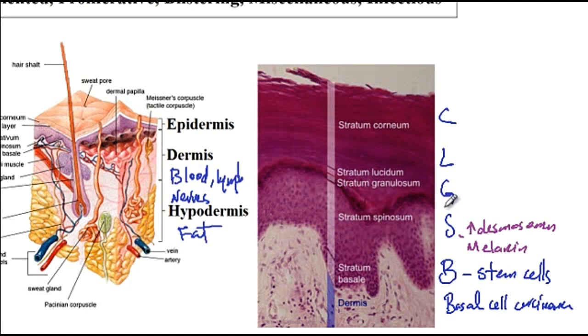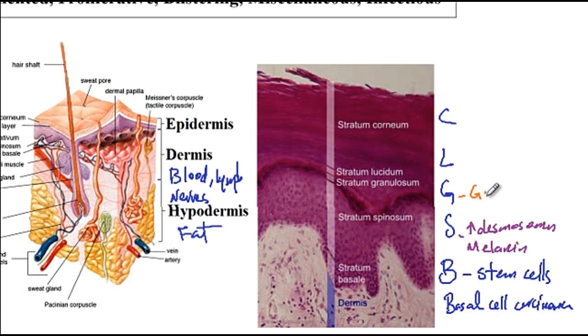The next layer is stratum granulosum, and the name granulosum is given to it because the keratinocytes are becoming granular, where they would become flattened and slowly die to form the final layer, which is the stratum corneum. And so here we have granular cells. And then the stratum lucidum is a layer that is specific to the palms and soles, and this layer is made of specialized cells that make a clear layer.